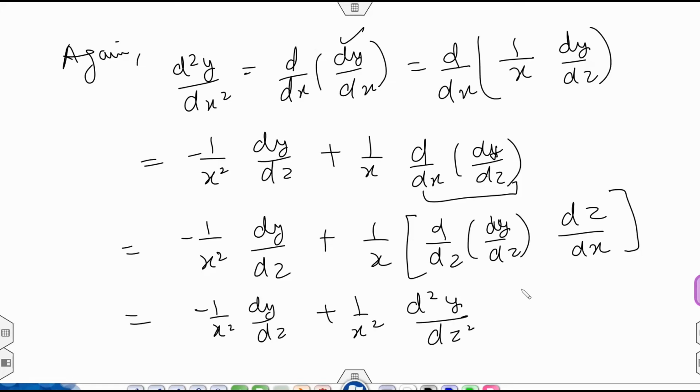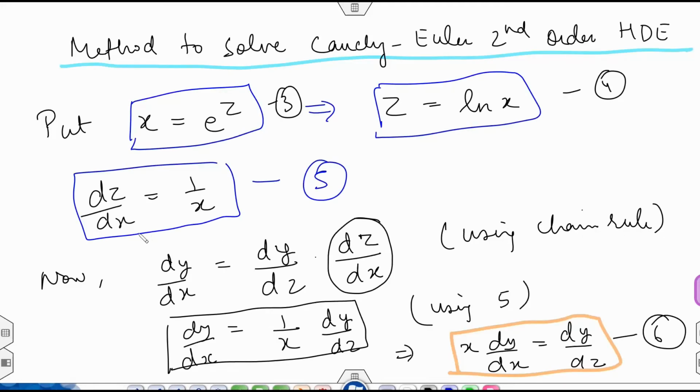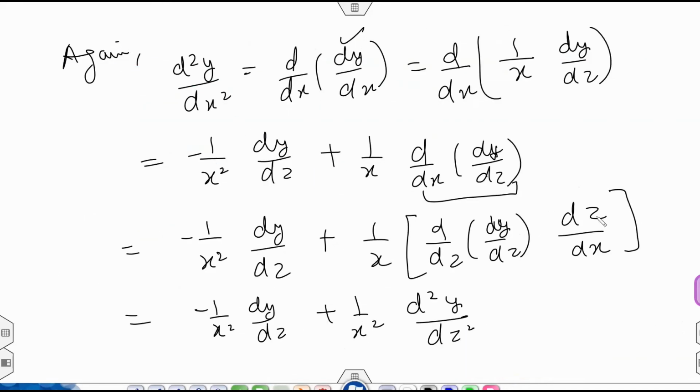You are getting this because dz by dx you have already found out is 1 by x. So putting the value over here, this is coming out to be this. So finally, what you are getting is that x square d square y by dx square, if you take dx square common and multiply over here, is equal to d square y by dz square minus dy by dz.